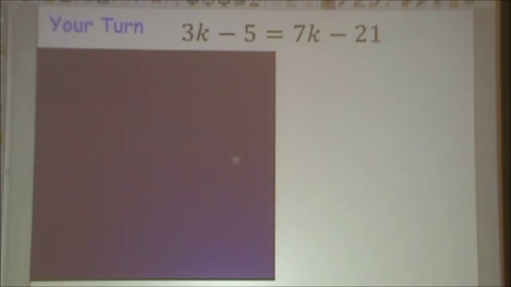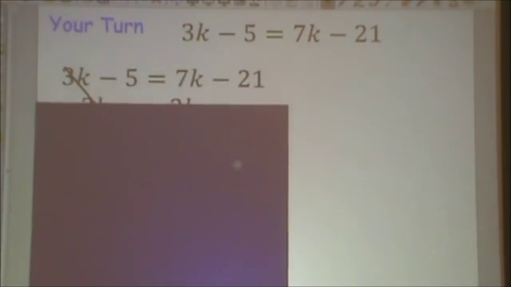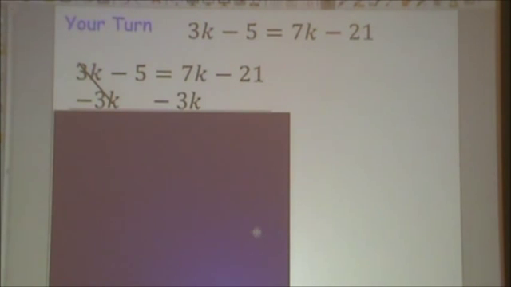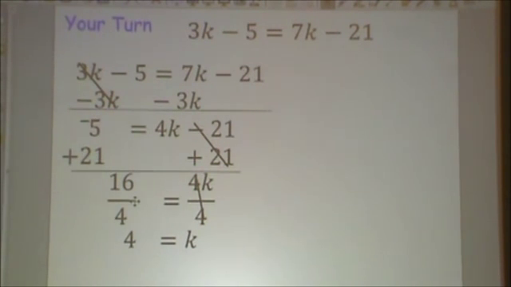Here's what you should have gotten. You should have subtracted 3k from both sides. And then you got negative 5 equals 4k minus 21. Then you added 21 to both sides and you got 16 equals 4k. Divided both sides by 4, and you got 4 equals k. So that's the solution to that answer.